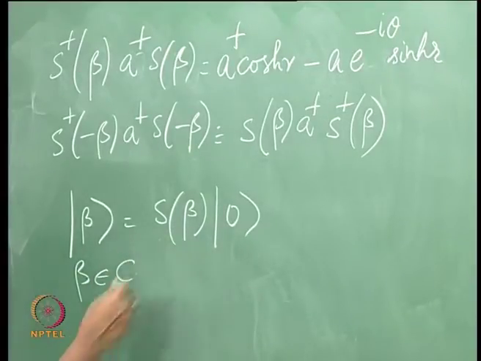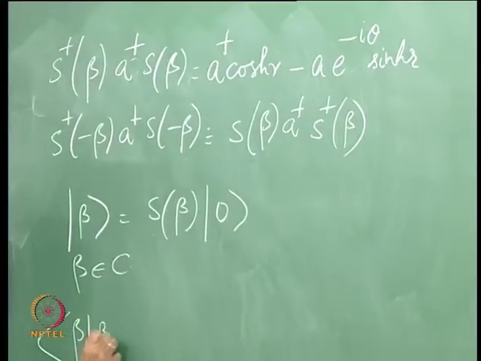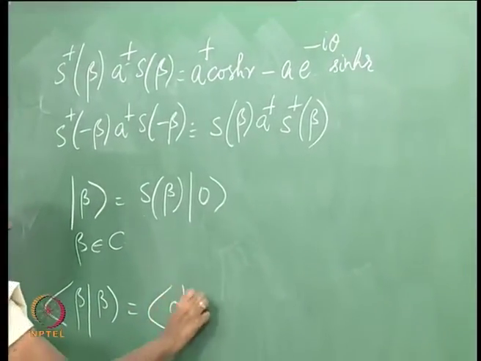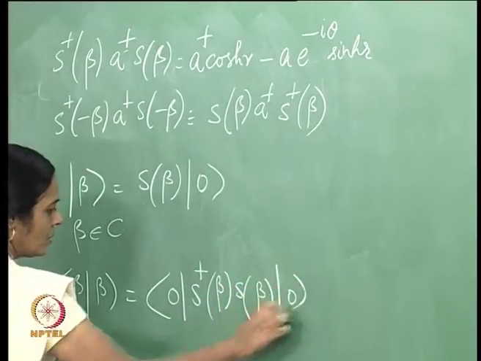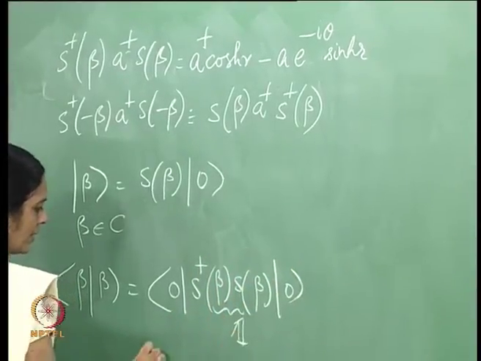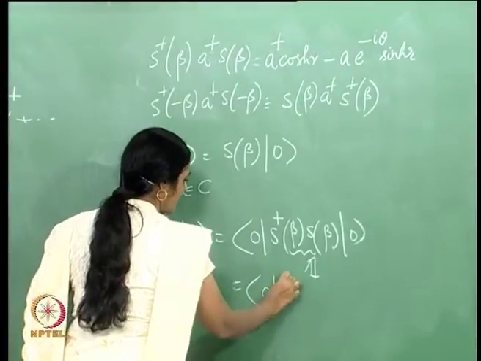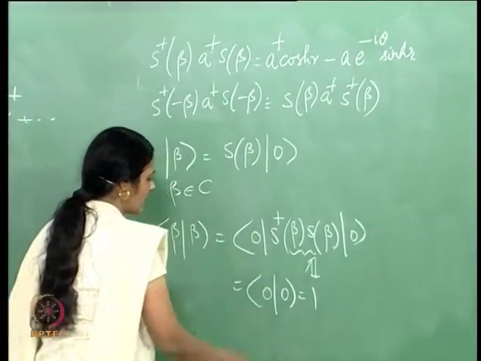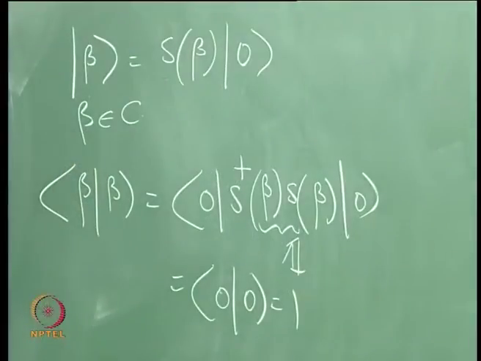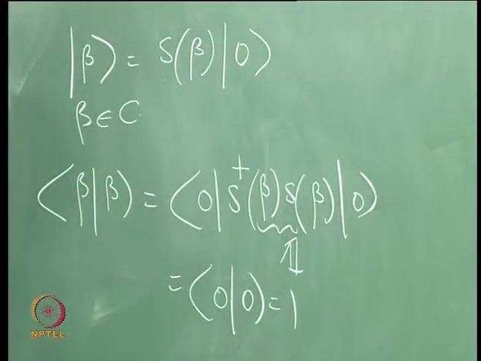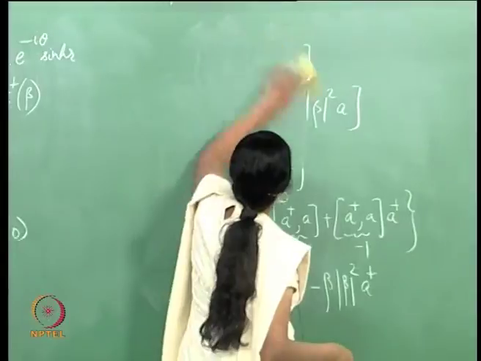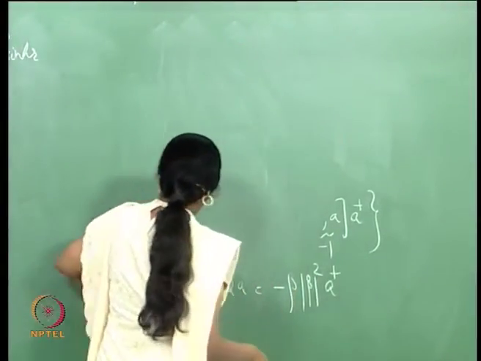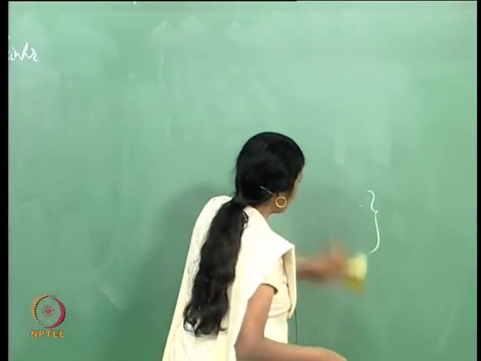It is very clear that ket beta is normalized to unity, because this is the same as S dagger of beta S of beta ket 0, and this object is identity, and therefore, this is the same as the inner product of bra 0 with ket 0, and that is 1. So, this is a normalized state. What we need to show is that it is a squeeze state.